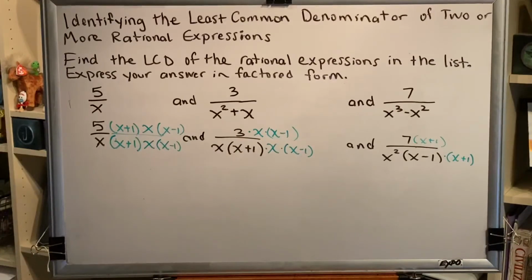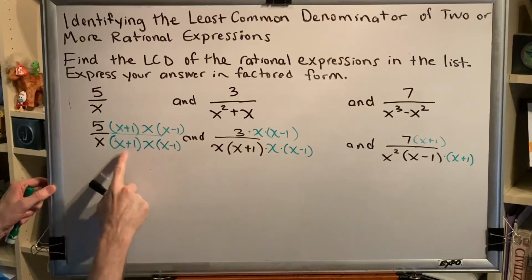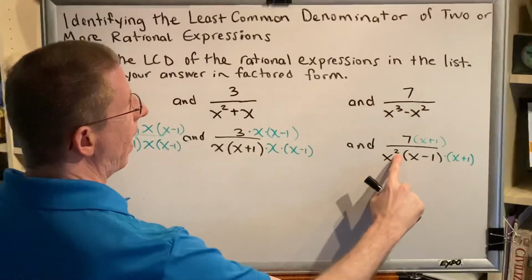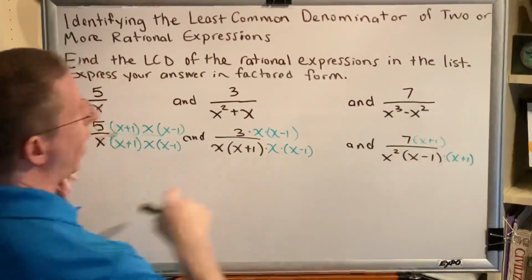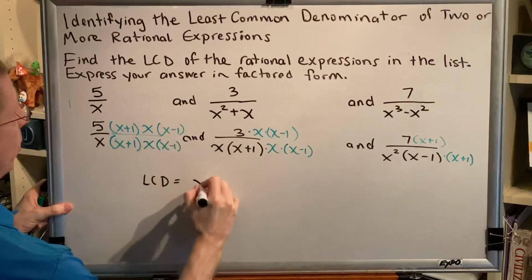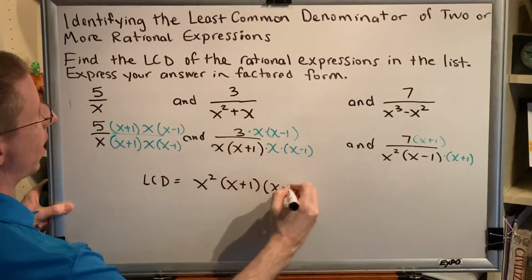Now all fractions have the same denominator: an x, a second x, an x plus 1, and an x minus 1. So our least common denominator is equal to x squared times x plus 1 times x minus 1.